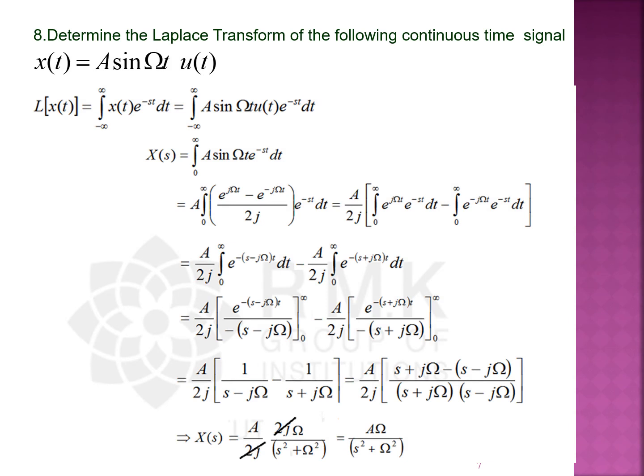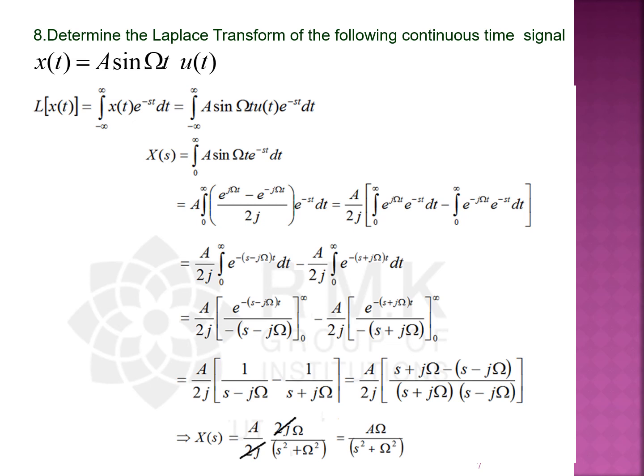What is the next problem? Determine the Laplace transform of the following continuous time signal. X of t is equal to a sin omega t into u of t. Now, if I have u of t anywhere, it is a right-sided sequence. So what will your integral limits change to? Your integral limits will change from 0 to infinity: a sin omega t into e power minus st into dt.